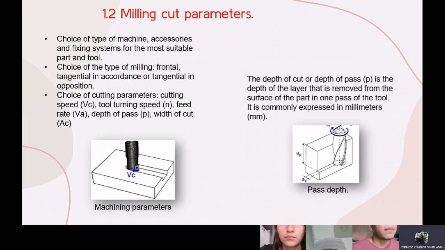The height of the cut, or depth of the pass P, is the depth of the layer removed from the surface of the part in the pass of the tool. It is commonly expressed in millimeters.